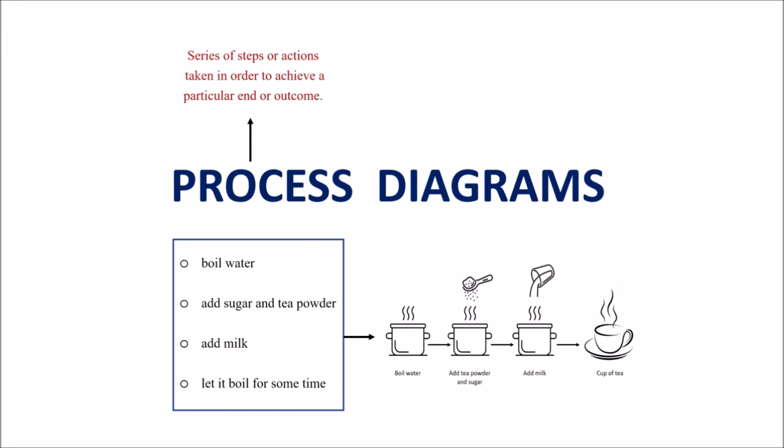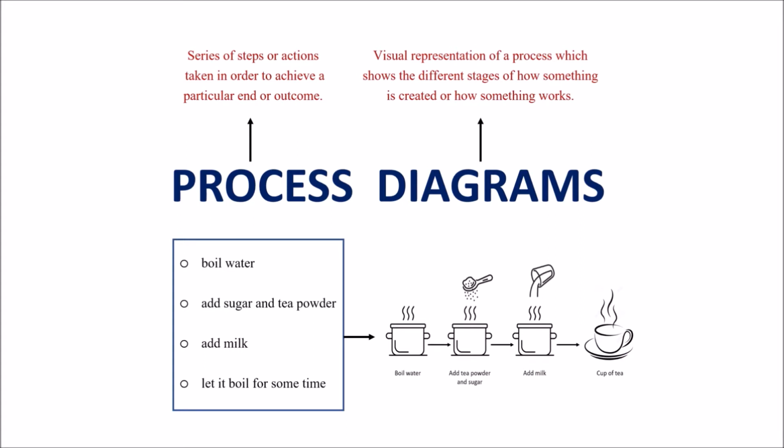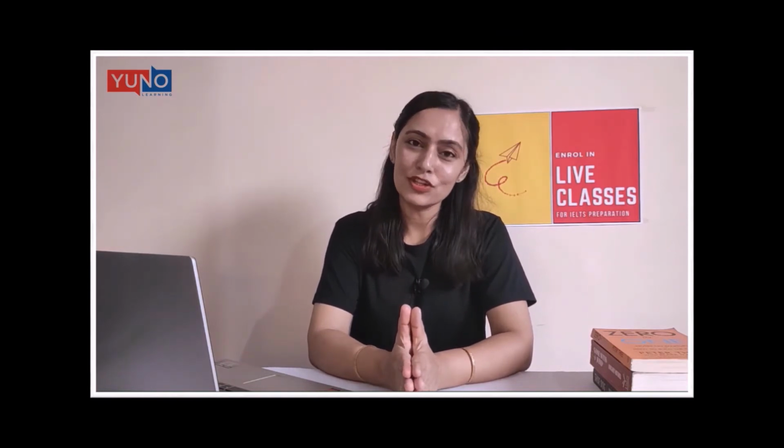So a process diagram is simply a visual representation of a process, which shows the different stages of how something is made or how something works. Of course, on the IELTS, you'll not get something super easy like this one. IELTS process diagrams are more complex and complicated. But no need to worry, stick with me till the end of this video and you'll learn how to tackle and answer any diagram question, no matter how complicated it is, right? So basically you get a picture and you have to describe what's happening in the picture. Let me show you a sample diagram question.